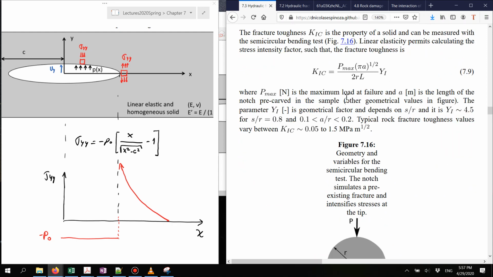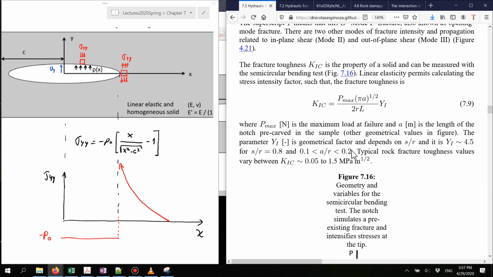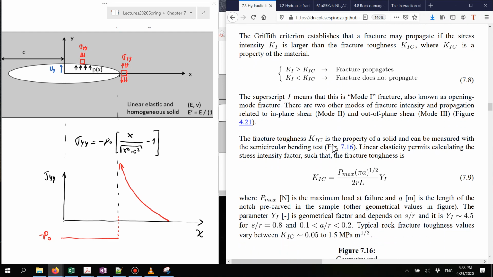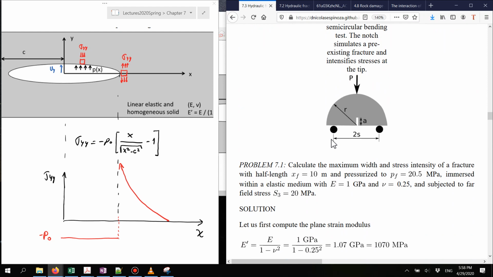So in summary then, in order to see if this fracture is going to propagate or not, we use this criterion, which is derived from linear elastic fracture mechanics, in which if the stress intensity value is higher than the fracture toughness, then the fracture will propagate.